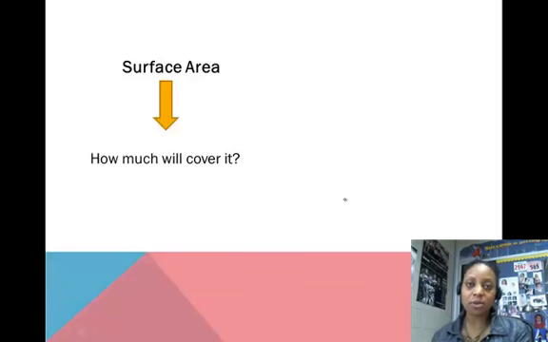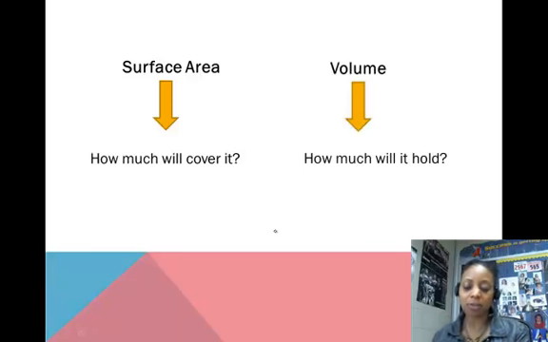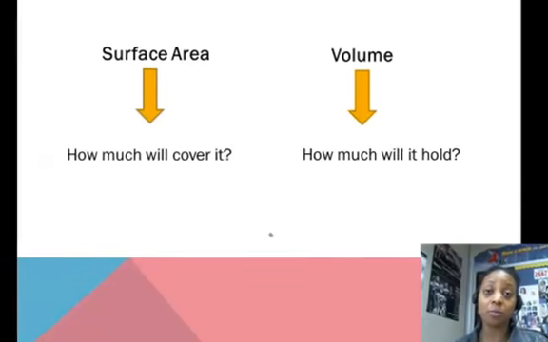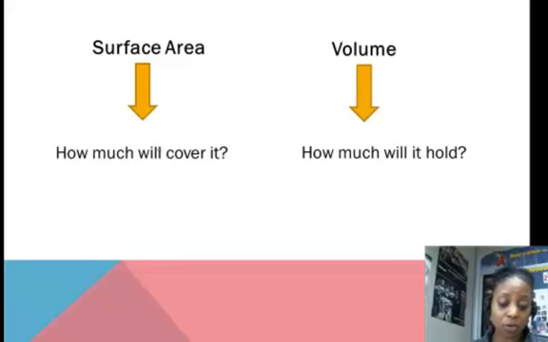All right, so here we're just going to reiterate what we were doing. Surface area is what we were covering in the previous sections, and surface area is just asking the question, how much will cover it? If you're trying to cover something, the area is the surface area. Now we're going to transform our thinking a little bit. Instead of covering it, we're thinking how much will it hold or how much will fill it. So surface area, wrapping, volume, filling.